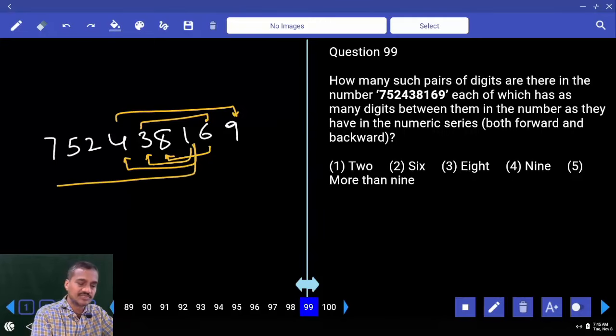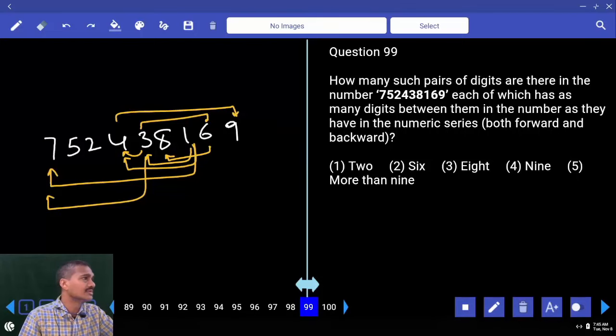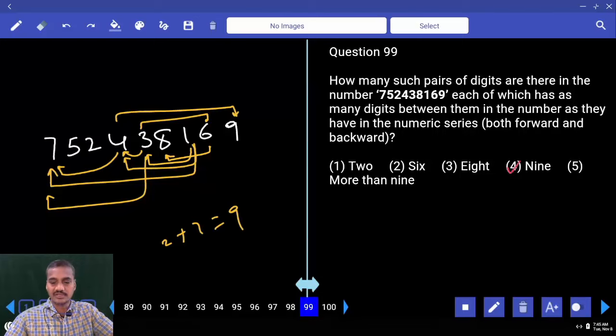Now with the help of this 7, we have some 3 cases. And again 8, 9. 3 and 4. 3, 4, 5, 6, 7. Again 3 and 7, there is one more. Next 4, 5, 6, 7. And so how many are there? 2 plus 7, there was some 9. 9, that is the choice for question number 99.